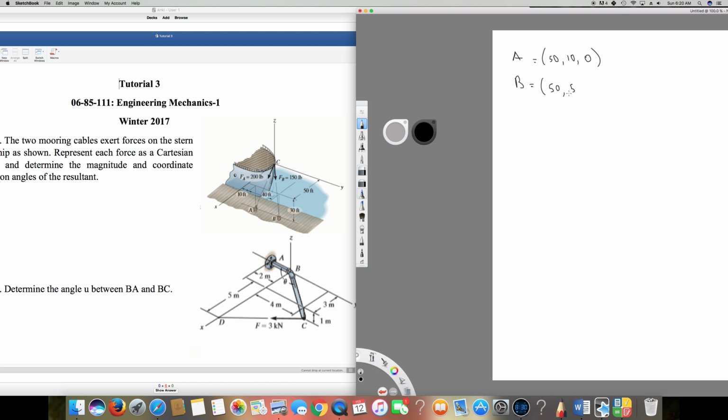40 plus 10 is going to be 50. And then the height, there's no height for this. And C is at the origin, but it has a height of 30 feet. Therefore, it's going to be 0, 0, 30. So these are my values for this.